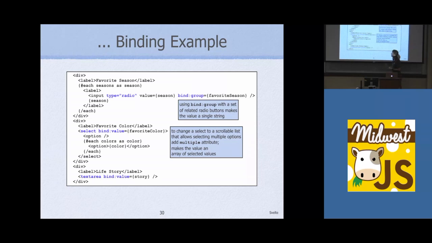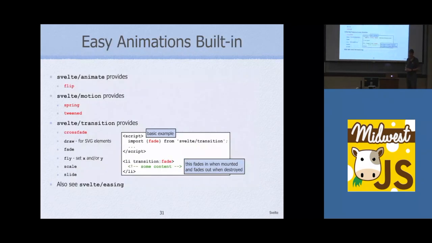If I wanted to allow multiple selections and have this be a scrollable list instead of a drop-down, all I have to do is add the multiple attribute, and then in that case the value I get is going to be an array of all the options that you've selected. And then text area, it's just like a text input. You bind to the value and there's the story, and so everything updates when you change those form elements.